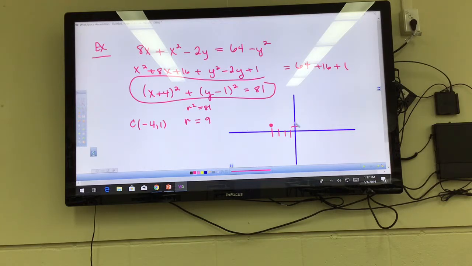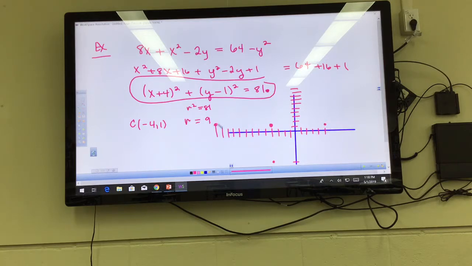And so I would go up my 9 points. That would be all the way up to 10. And then I would need to go left 9, right 9, and down 9. So down here at negative 8, I would have a point. And from negative 4 minus 9, go up 1, sorry. And then I would go right 9. So I would be at negative 4 plus 9, which is 5.